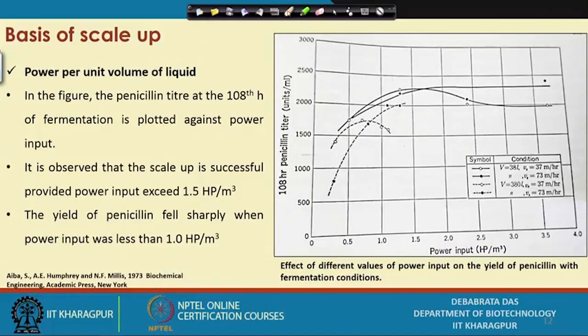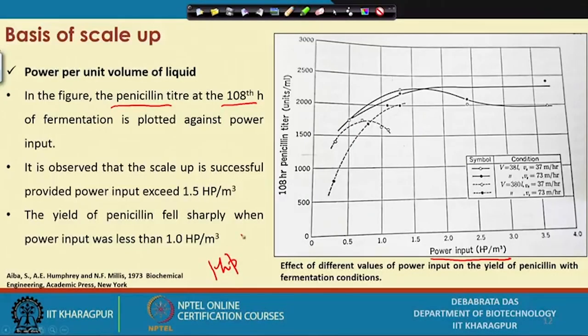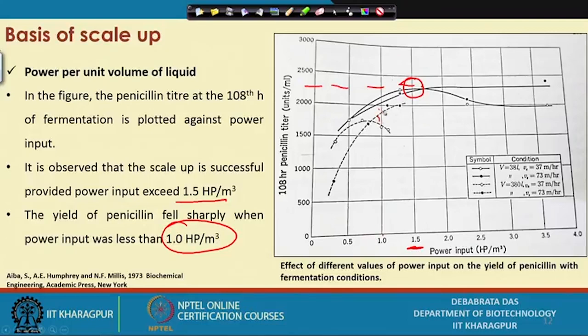Now, I have given some typical examples. One is the penicillin fermentation process, carried out for 108 hours of fermentation, and we plotted the power input in the stirred reactor. I told you that the power drawn by the agitator in the fermentation industry is quite high, usually 1 HP per cubic meter volume of the reactor. In the penicillin fermentation process, if the power drawn by the agitator is 1.5, we get the maximum amount of product. But if it is less than 1 HP, the product concentration decreases.